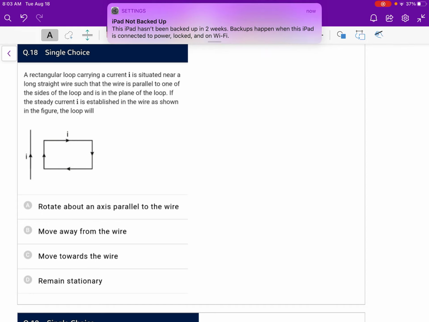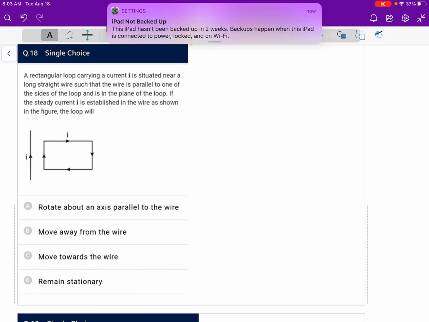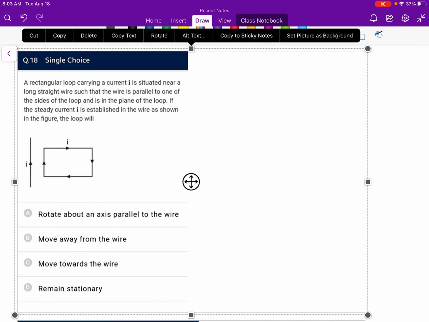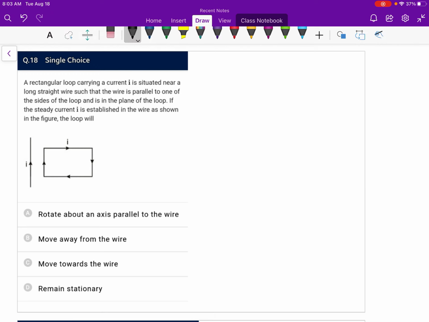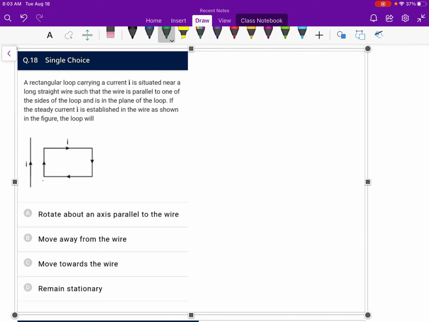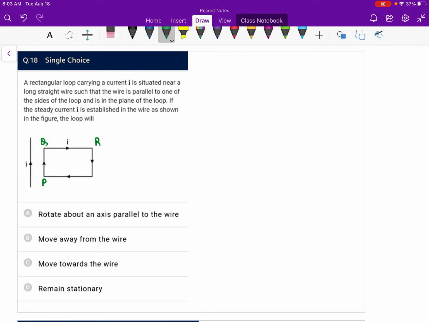If the steady current I is established in the wire as shown, the loop will. So guys, suppose this loop is PQRS, so PQ will be attracted towards the wire, force F on PQ, and RS will be repelled from the wire, force F on RS. So net force will be towards the wire. So the loop will move towards the wire. C is the correct option.